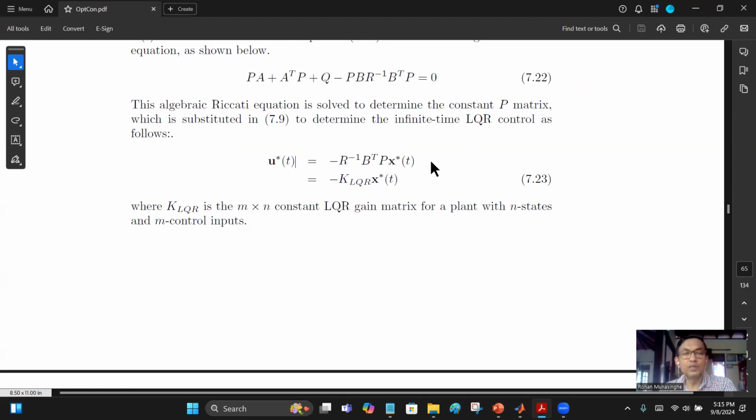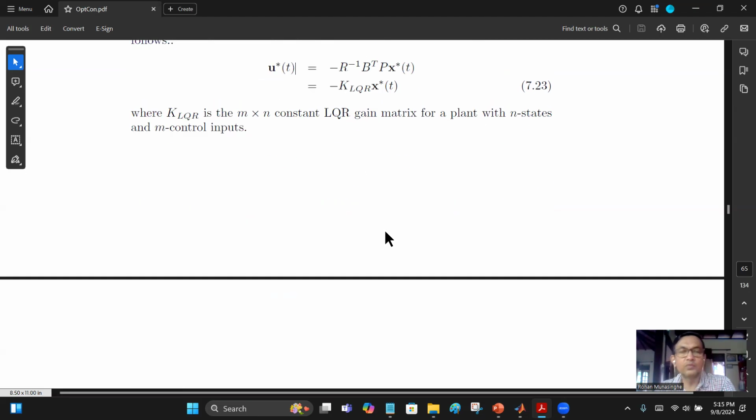So you want to generate a single control signal using two state variables. Therefore, your gain matrix should be one row and two columns, right? One row and two columns.